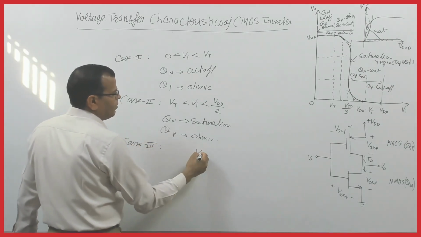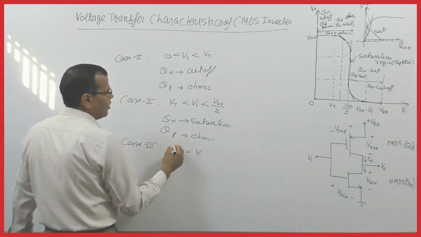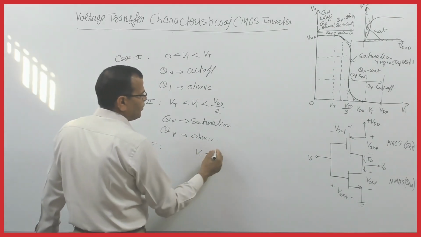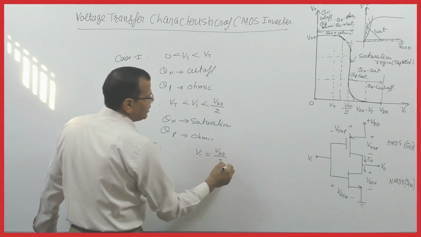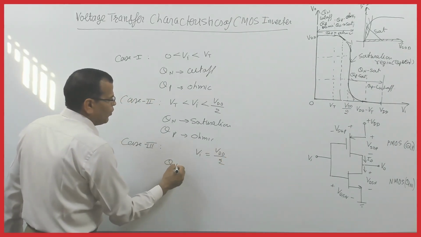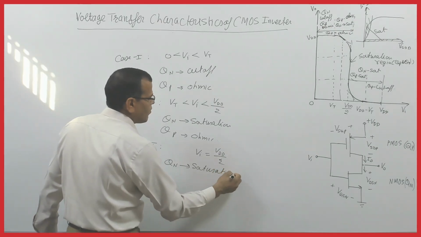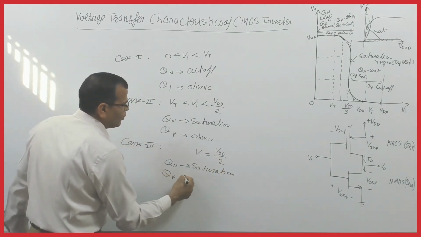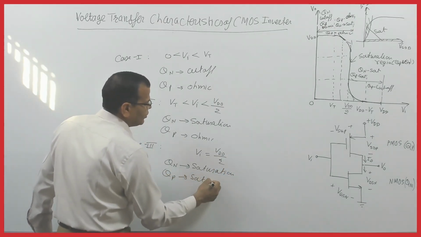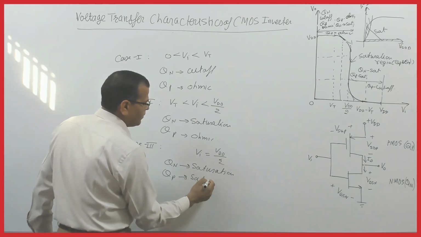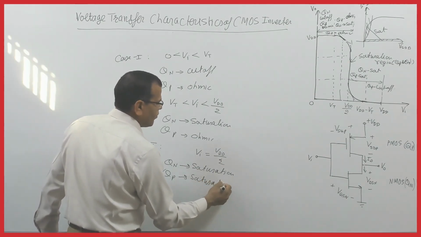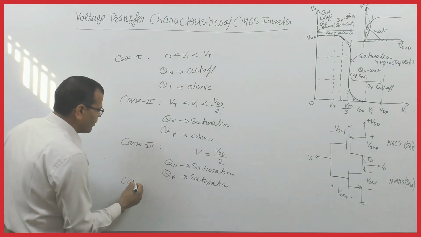Then case 3. Your input voltage becomes equal to VDD by 2. When input voltage is VDD by 2, Qn is in saturation region and QP is also in saturation, both enter into saturation region, right? Then case 4.